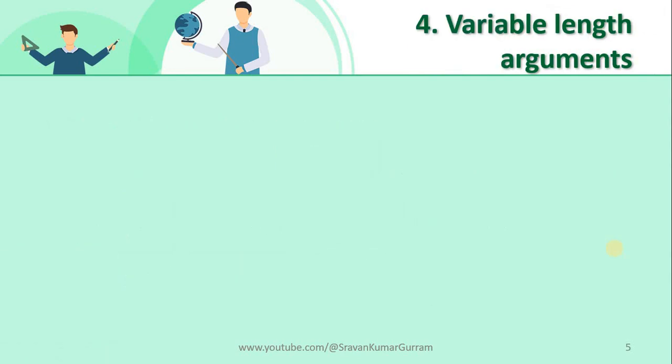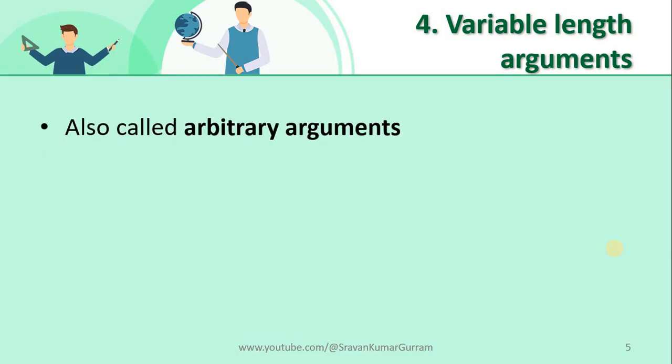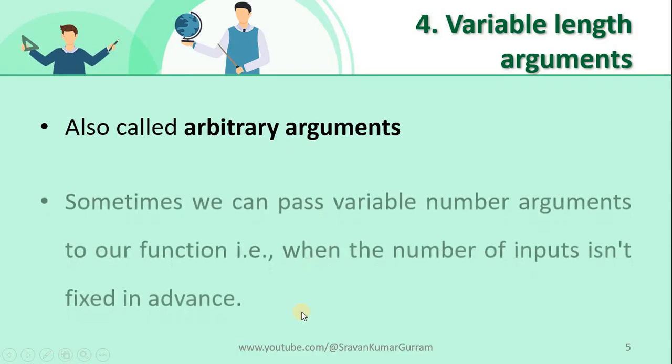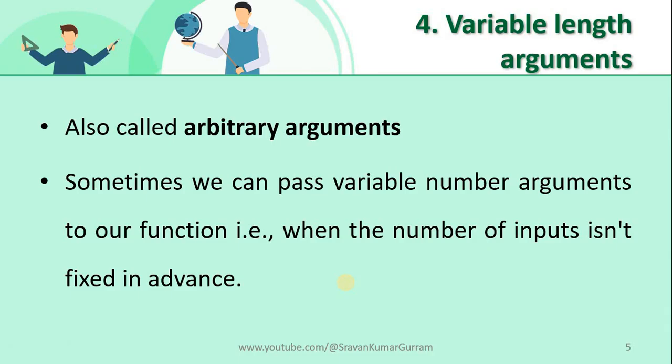So as we covered, the 4th type of argument is variable length arguments. These are also called arbitrary arguments. When do we use these variable length arguments? Sometimes we want to pass a variable number of arguments, or simply when the number of inputs is not fixed in advance. In such cases we use variable length arguments. When we don't know how many arguments are to be passed to a function, we can use variable length arguments.